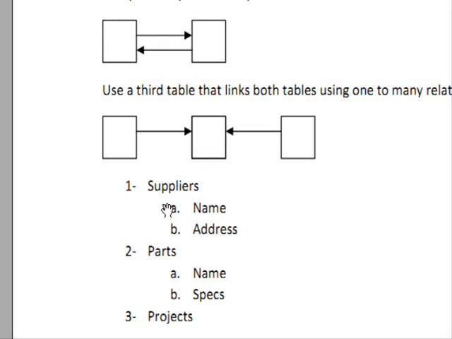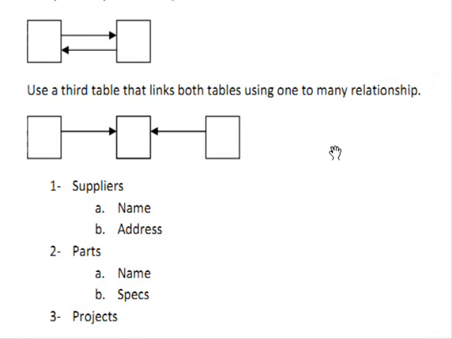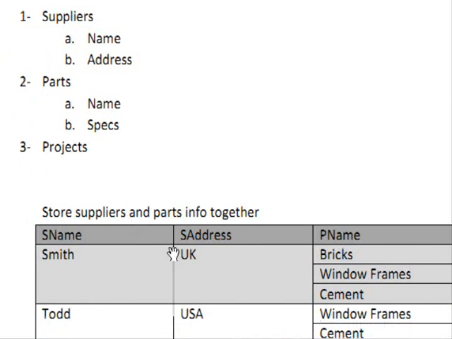Now you might be asking, why do you use the primary key and foreign key, and what happens if you don't use the primary key and foreign key? And here I'm going to demonstrate what's going to happen.